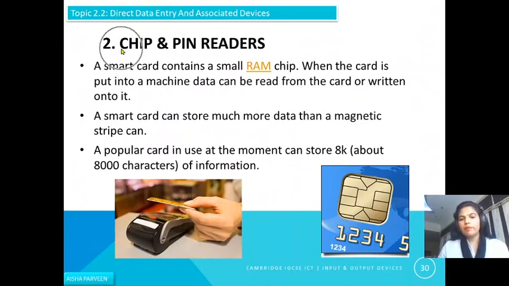Second is chip and PIN readers. Instead of a magnetic strip, there is a chip on the card. Look at this picture, this is a chip on the card. A smart card contains a small RAM chip. When the card is put into a machine, data can be read from the card or written onto it. A smart card can store much more data than a magnetic strip card. A magnetic strip mostly holds 60 characters only, but a smart card can hold up to 8,000 characters of information.